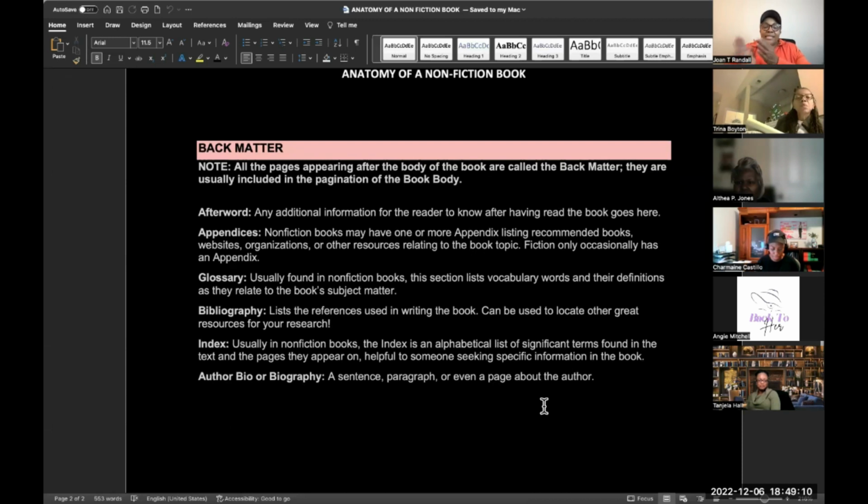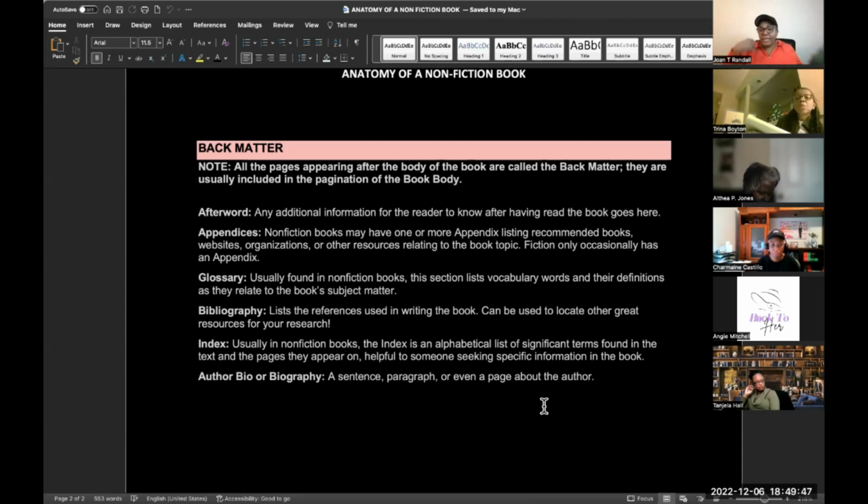Okay. Appendices. Nonfiction books may have one or more appendices listing recommended books, websites, organizations, or other resources relating to the book topic. So this is where, especially if you're writing a book where you cite a lot of things from other books, you would put it, right? You'll put it in the appendix and say, here is where I got this from, and I'm recommending this book or this website or this organization.